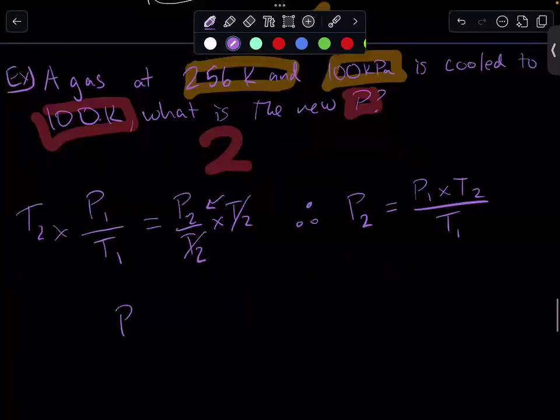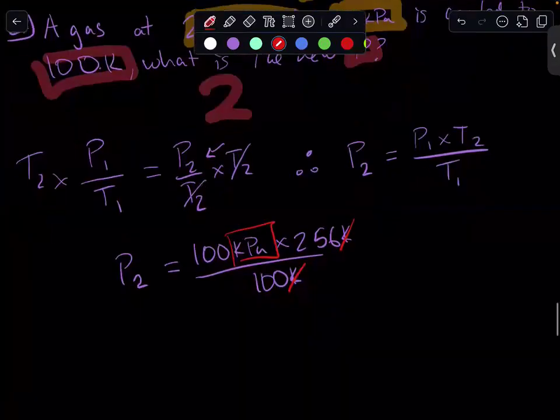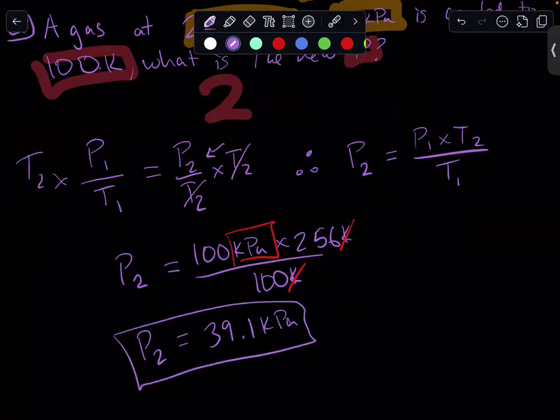So pressure 2 is equal to 100 kilopascals times 100 Kelvin divided by 256 Kelvin. I included the units this time just so you can see what actually happens with them so we understand why they leave. The units, Kelvin and Kelvin, get canceled, leaving us with kilopascal. That is why our pressure remains in the correct units. So once I plug this into my calculator, I get P2 is equal to 39.1 kilopascals.